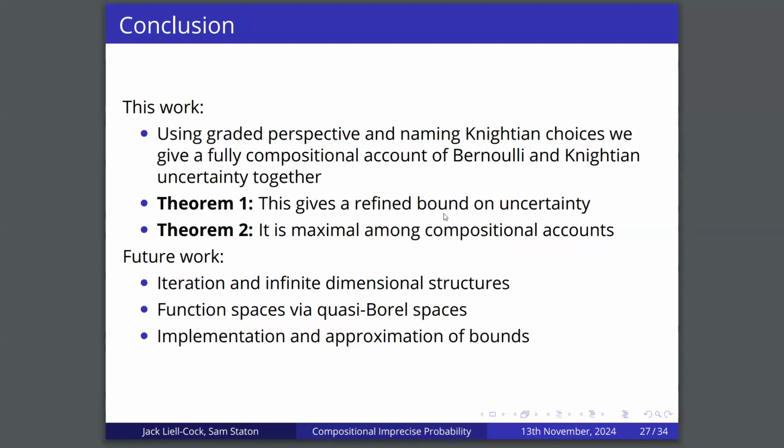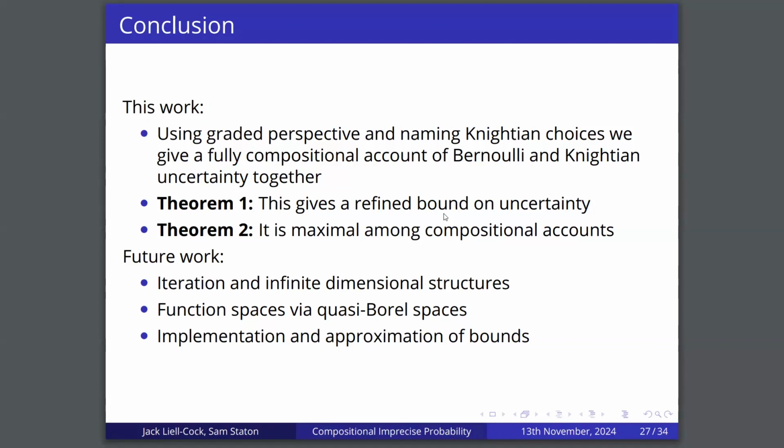For future work, what we plan to look into is adding iteration to our language, some kind of recursion and infinite dimensional convex structures. At the moment, we can only support finitely generated convex subsets, but we want to be able to make this infinitely generated to maximize the generality. But things unfortunately break when you try and add infinite Knightian choices, at least with what we have right now.